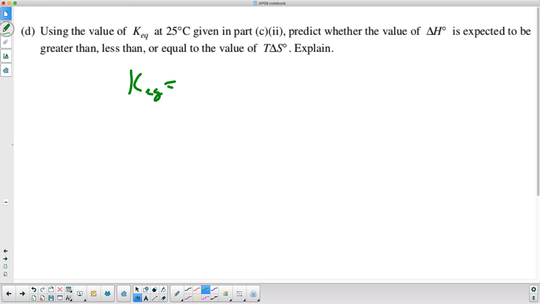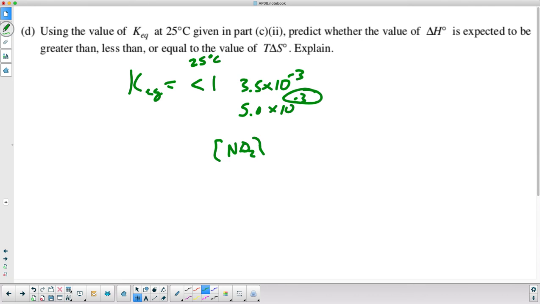So we're just talking about the K at 25 degrees Celsius is less than 1. Okay, it was 5 point whatever times 10 to the negative 3. The whole point is this right here. If it's less than 1, that means that my amount of NO2 squared is less than N2O4. Okay. So that means that the delta G, now see if you can follow along with this.